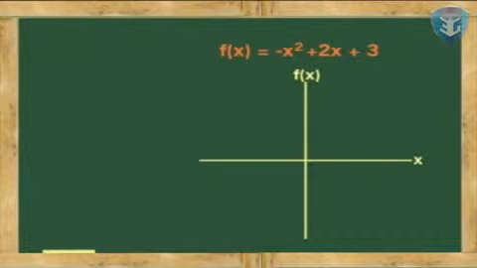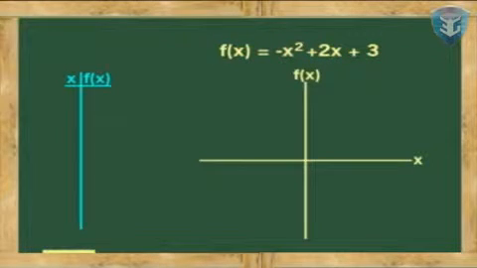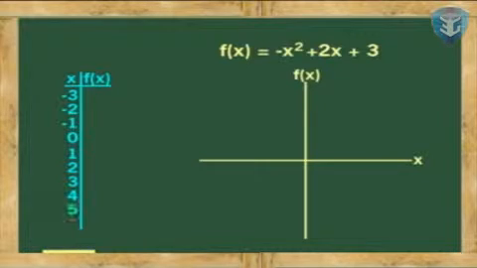Another parabola forms when we plot the function f(x) equals negative x squared plus 2x plus 3. First, we build the table, for x equals negative 3, negative 2, negative 1, 0, 1, 2, 3, 4, 5.